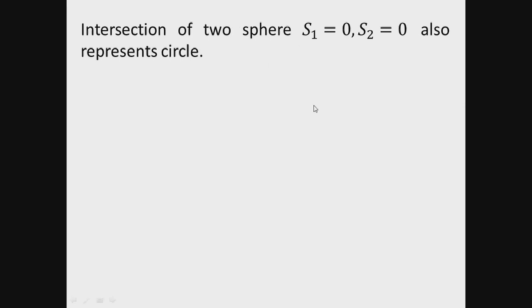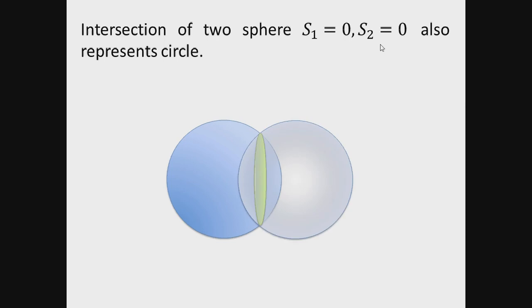Now the intersection of two spheres also represents a circle. So a circle in 3 dimensions is represented by the equation of a sphere and a plane, or two equations of spheres together represent a circle.